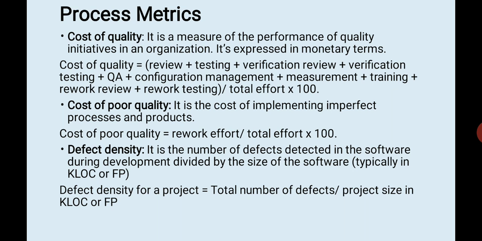The cost of poor quality. It is the cost of implementing imperfect process and product. And what is it? This is equal to rework effort divided by total effort, into 100. Next we come to defect density. It is the number of defects detected in the software during development divided by the size of the software, typically in KLOC or FP. Defect density for a project is equal to total number of defects divided by project size in KLOC or FP.